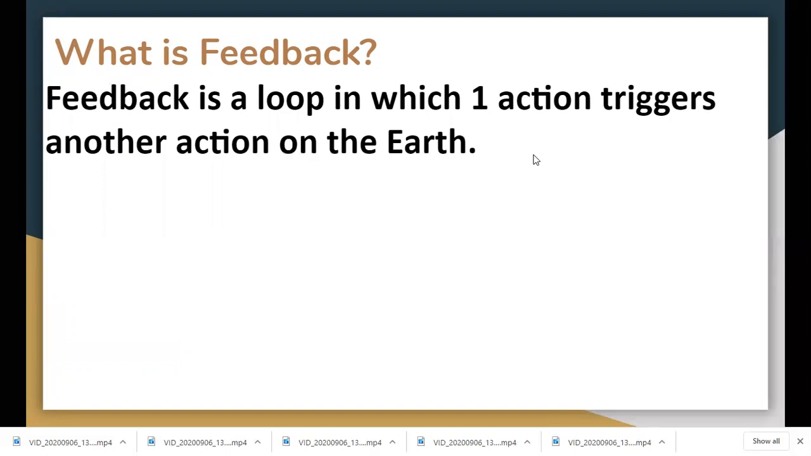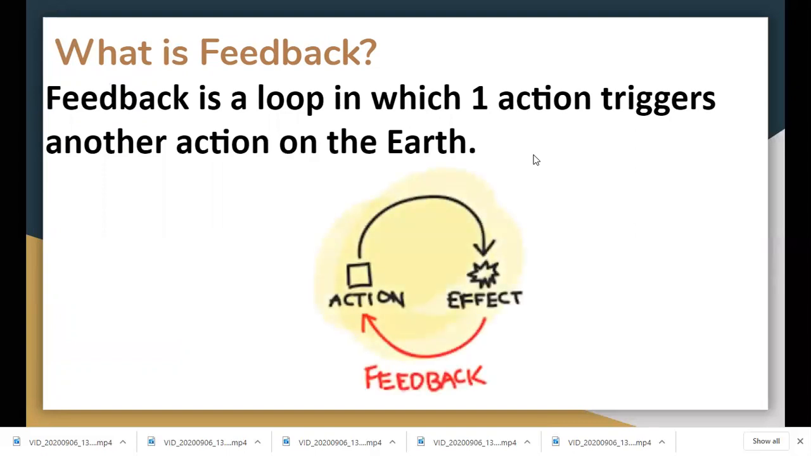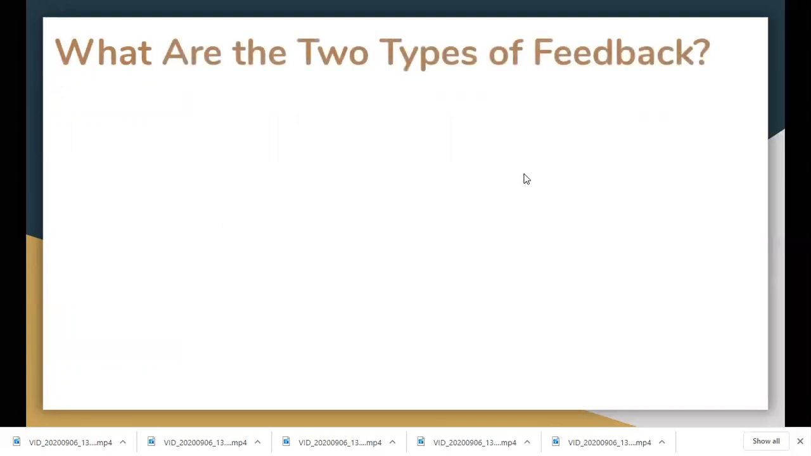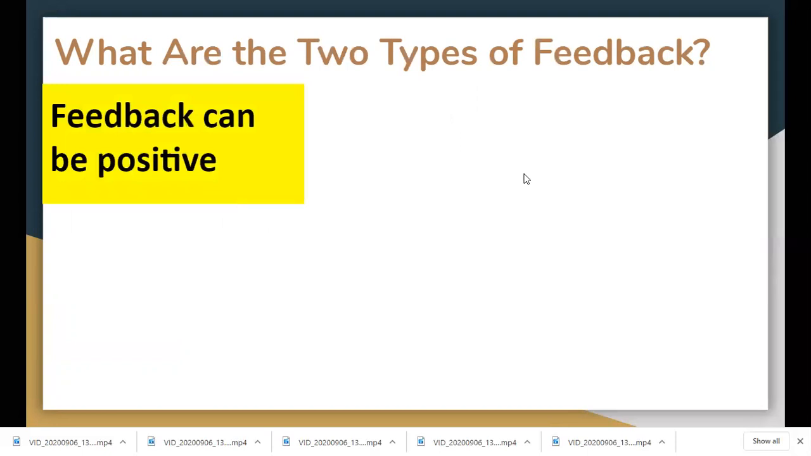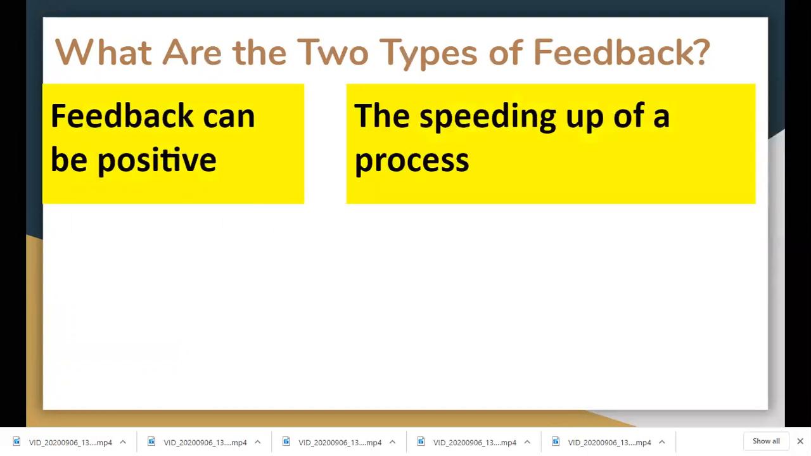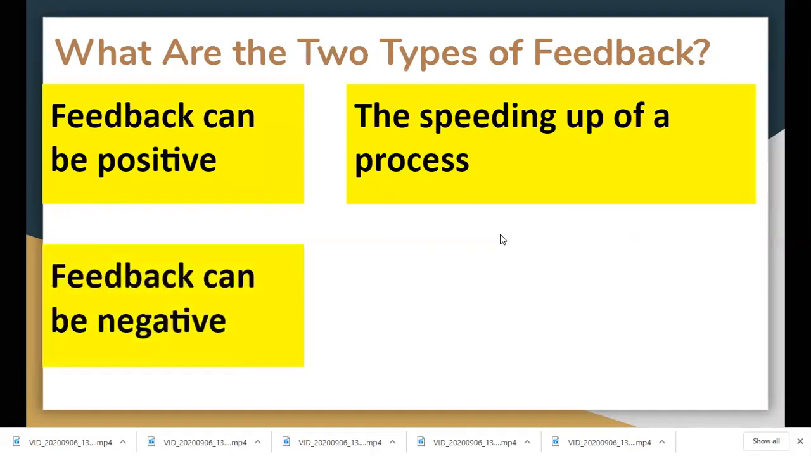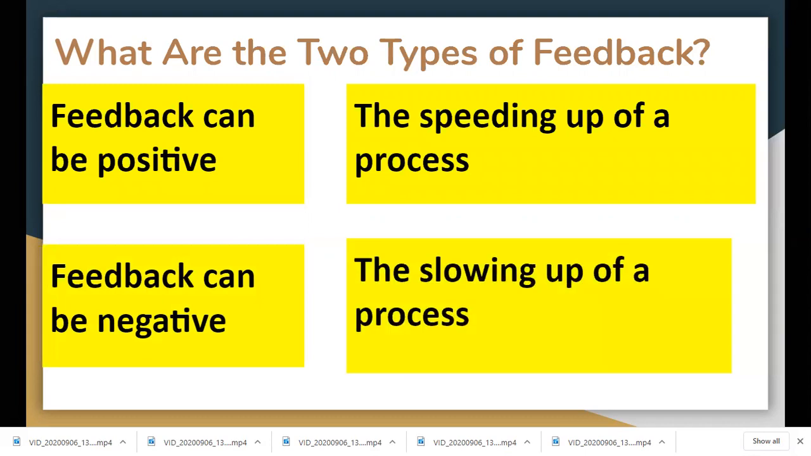So how does that work on Earth? Well, it's an action and an effect and an action and an effect. Let's see how it looks. There's 2 types of feedback. There is positive feedback, and that is the speeding up of a process. And there is negative feedback, which is the slowing down of a system or a process. I have the slowing up of a process. It should be the slowing down of a process. Makes more sense.